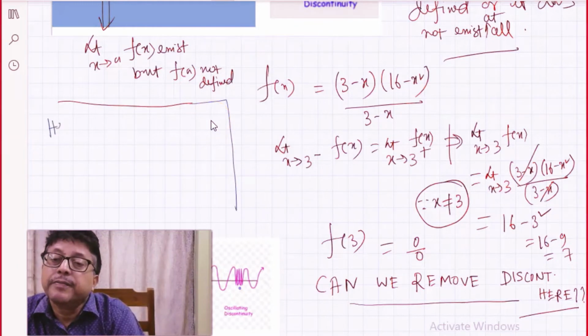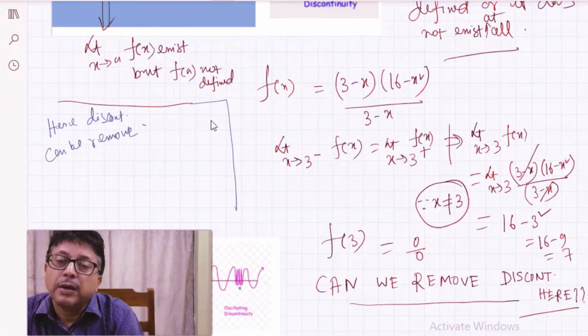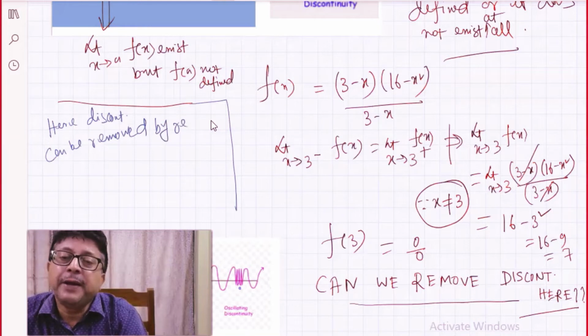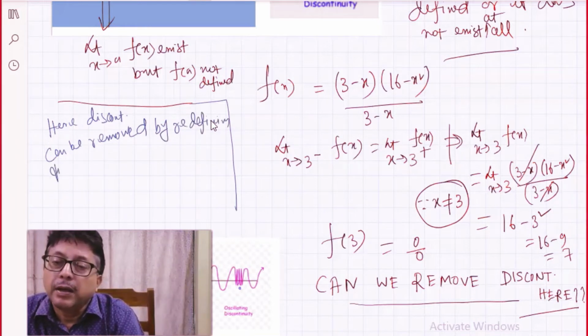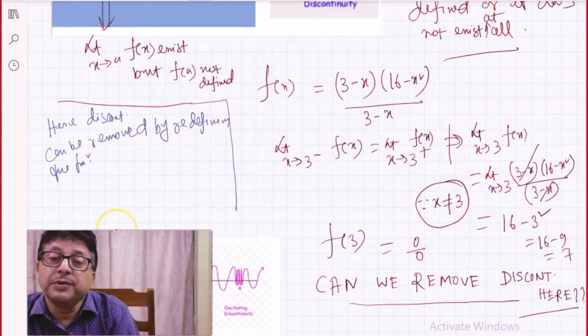Here, discontinuity can be removed by redefining the function. It means the major part you are not going to disturb. Only the functional part which was not there, that will do. So here we will redefine the function this manner.